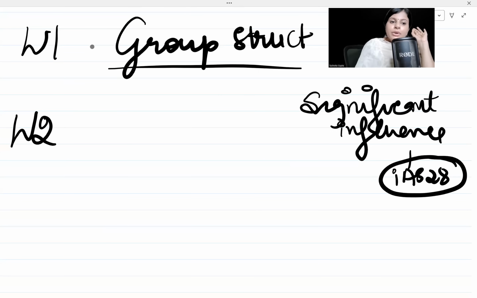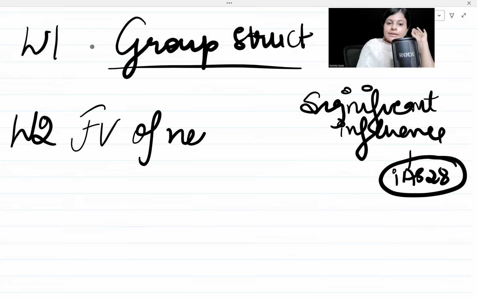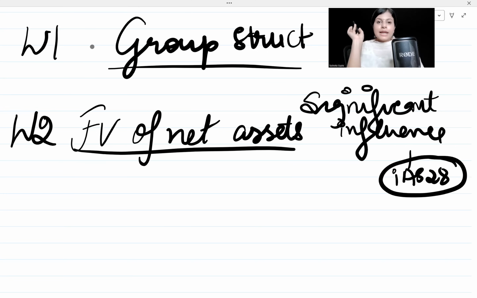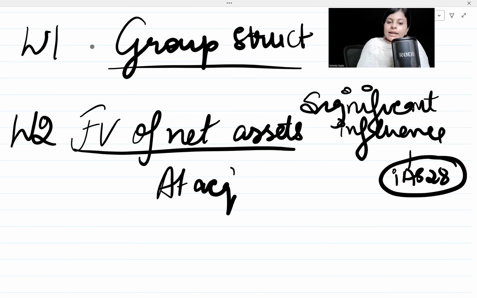Now this working note number 2 relates to fair value of net assets of the subsidiary. Fair value of net assets of the subsidiary. So IFRS 3 says you have to take fair value of the subsidiary's net assets. Net assets are the worth of the subsidiary. So what was the net asset of the subsidiary at acquisition date? And what were the net assets of the subsidiary at reporting date? That's what you take, right?